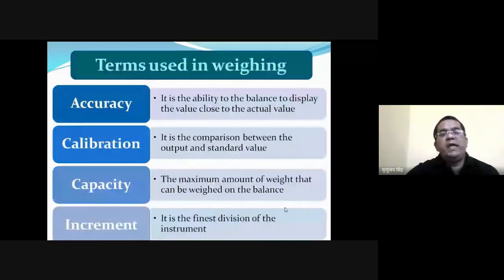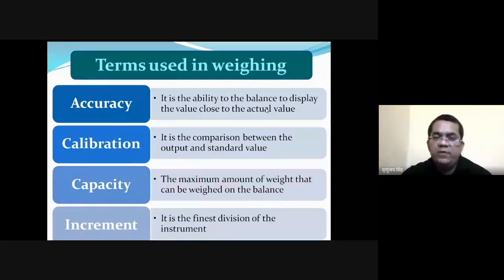Term used in weighing: accuracy. It is the ability of the balance to display a value close to the actual value. It means if you are going to weigh 5 gram and you know the weight of that substance is 5 gram, the balance must show the value 5 gram. If the balance shows the exact value, then it's accurate. Calibration is a comparison between output and standard value.